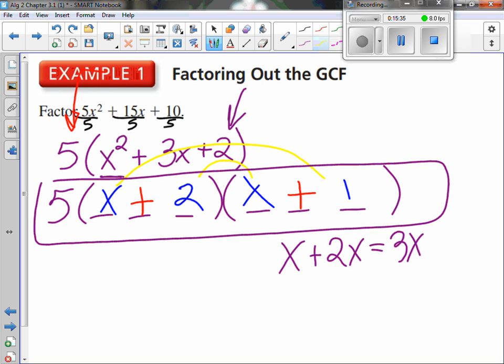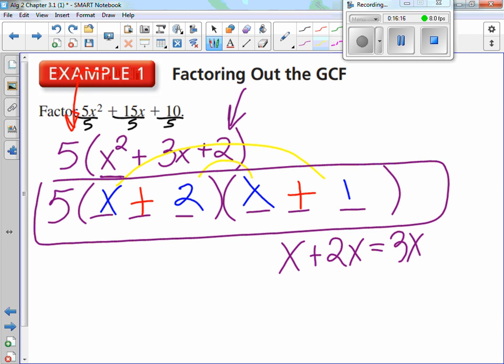Now, I could have done the whole thing. X times x would give me x squared. X times 1 gives me x, 2 times x gives me 2x, and 2 times 1 gives me 2. But I don't do the x times x or the 1 times 2. We got those from the factors of x squared, yes? So since they're factors of x squared, it should give me the first term every single time. 1 and 2, since they're the factors of 2, the third term, we'll always get back to the third term. The middle term is the one that we need to watch out for. Any questions on this so far?